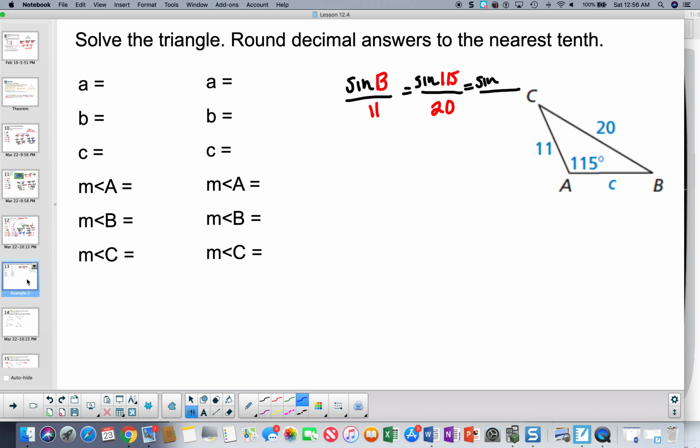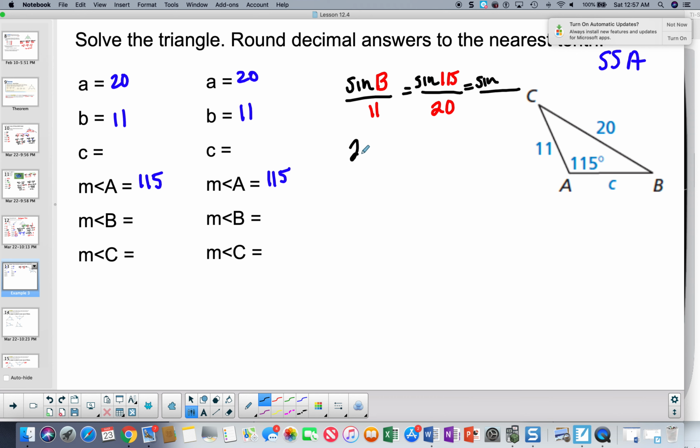This is also a side-side angle. So let's do it one more time. We're going to write everything down that we know. We know side B, which is 11. We know side A, which is 20. So we'll put them in both lists. And then angle A is 115. So I have this 115 over side A, and then angle B over 11. Okay, so I'm ready to cross multiply.